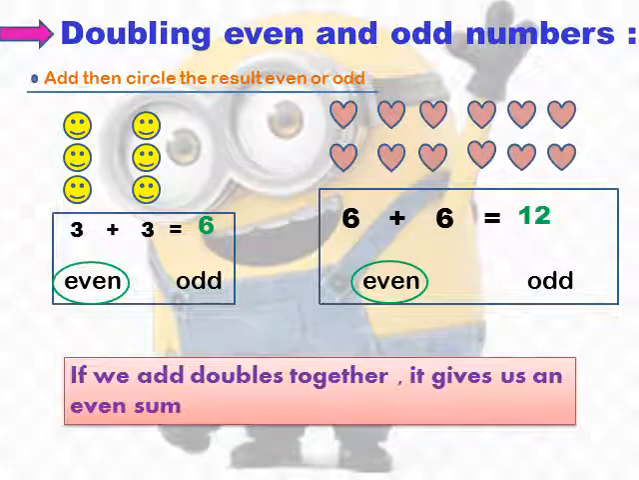Okay, so from this I have a note for you. If we add doubles together, it gives us an even sum or an even total. So each time we add doubles, yes, we are going to have what? An even sum. Okay?